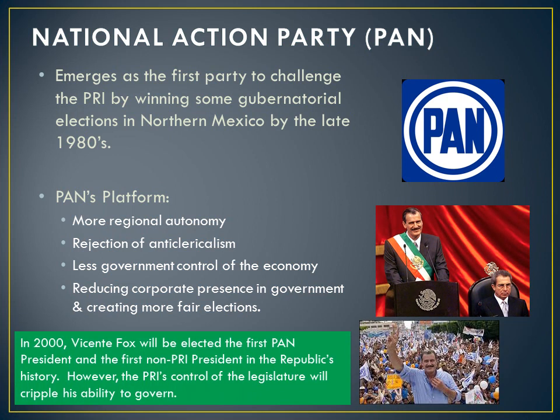In 2000, the PAN made history by electing the first non-PRI president, Vicente Fox. However, President Fox found it very difficult to get his policy-making process through, as he was met with resistance by a legislature that was still controlled by the PRI.